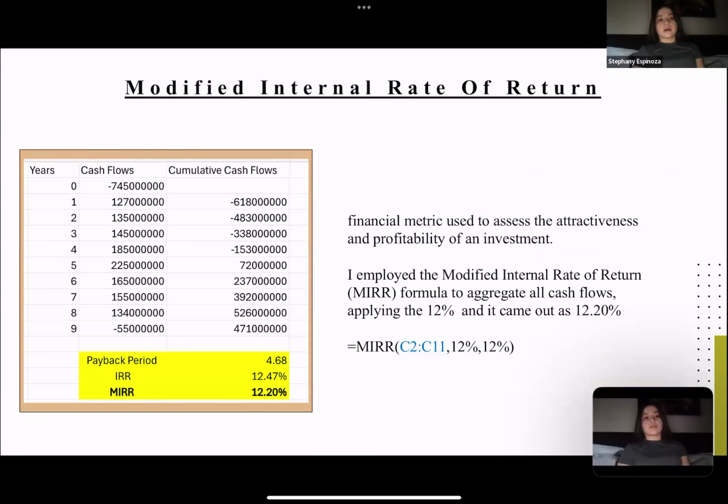Then we had to find the modified internal rate of return, which is used for financial profit of an investment. And I employed the MIRR formula to get all the cash flows and apply the 12%, and it came out as 12.20%.